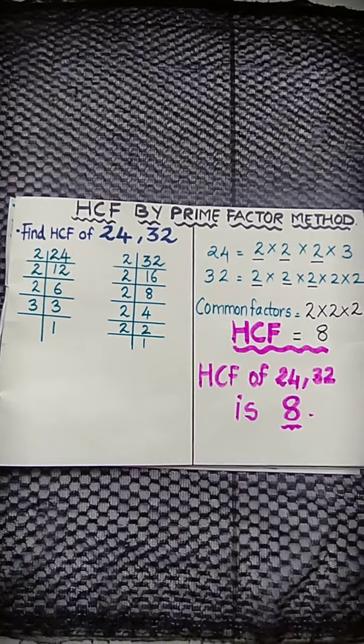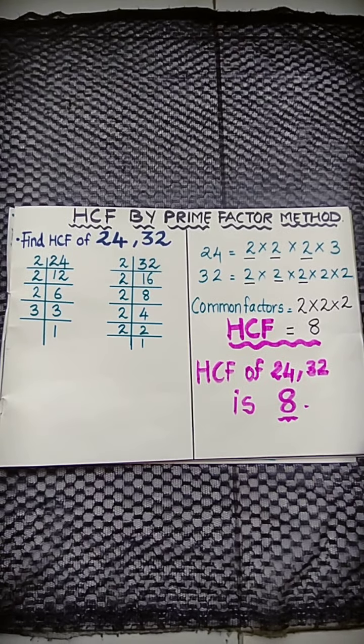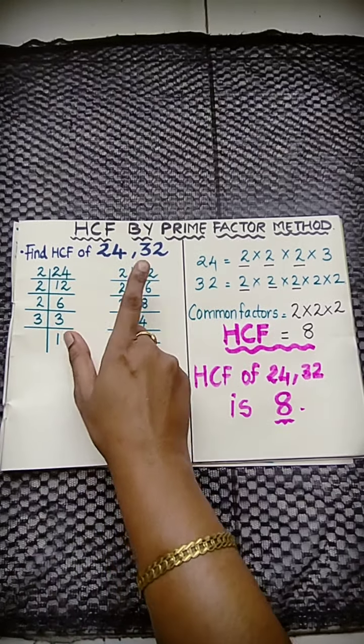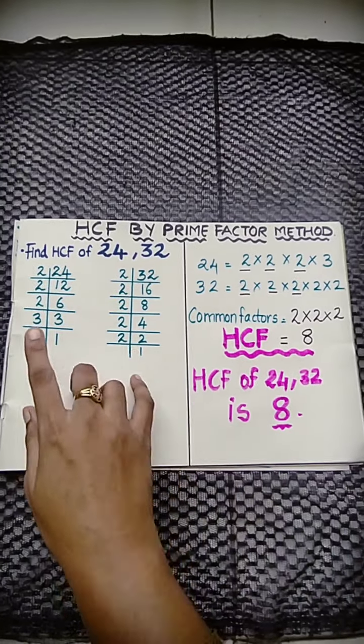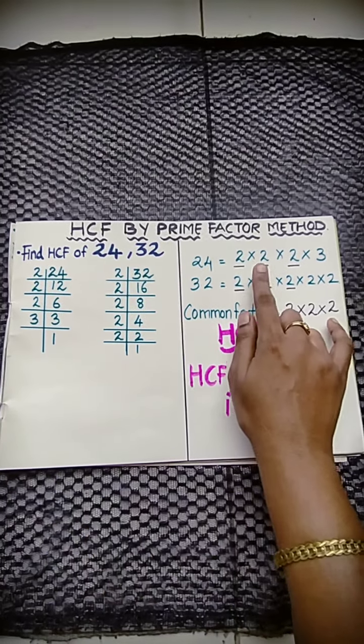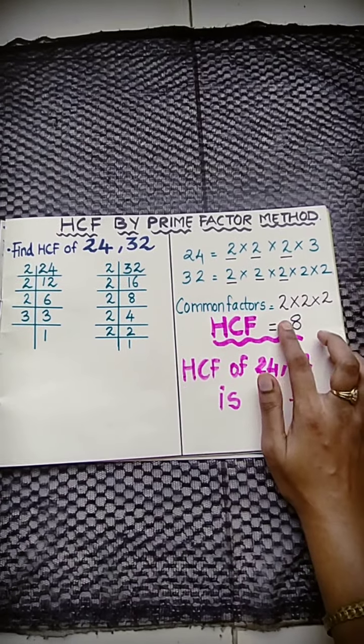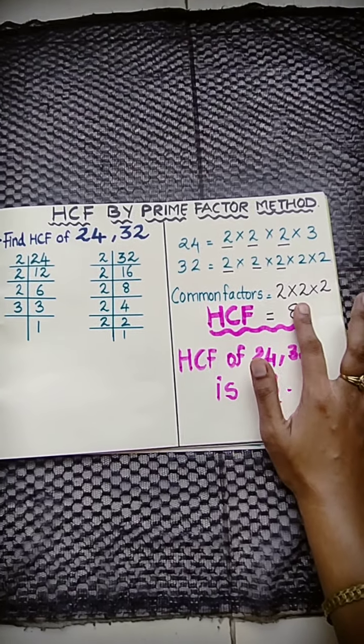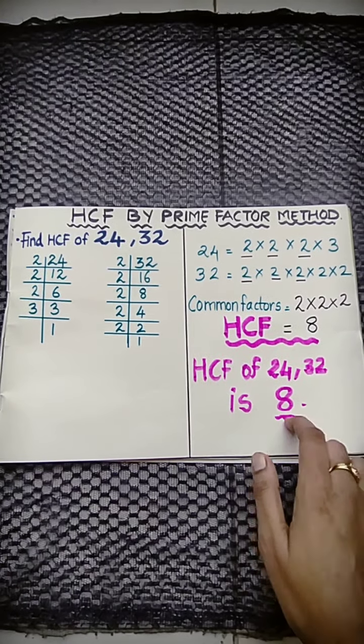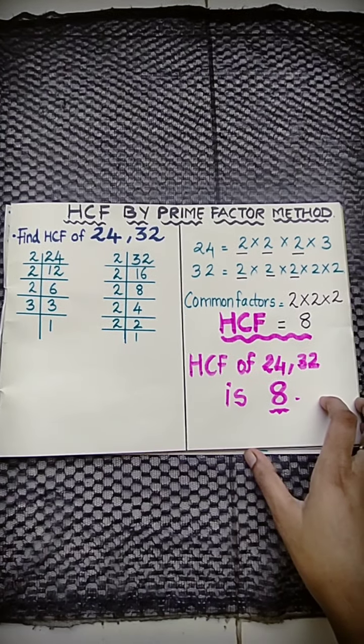So this is the easiest method. It is very easy. In this way you can find out the HCF of any numbers, whether it is 2 numbers or 3 numbers. First find out the prime factors, then write down all the prime factors, find out the common prime factors and then multiply, and the number which you will get is the HCF of the given numbers. Is it clear?